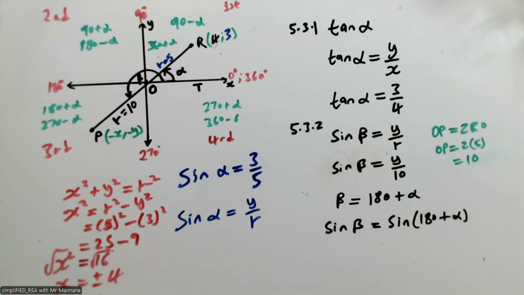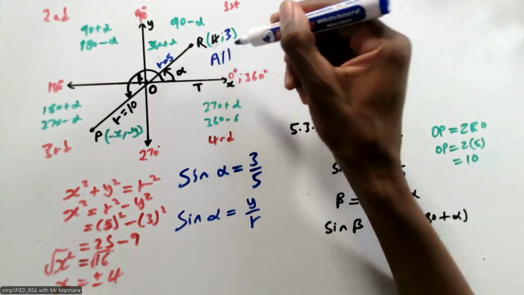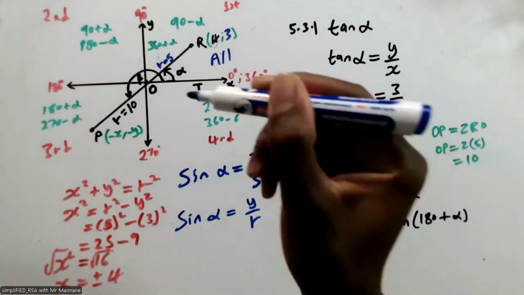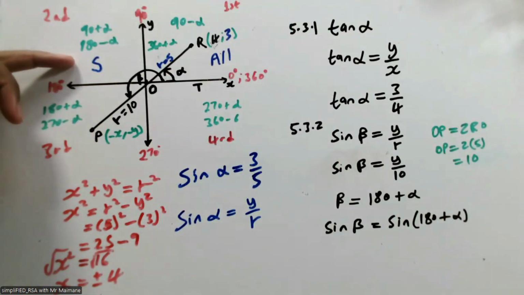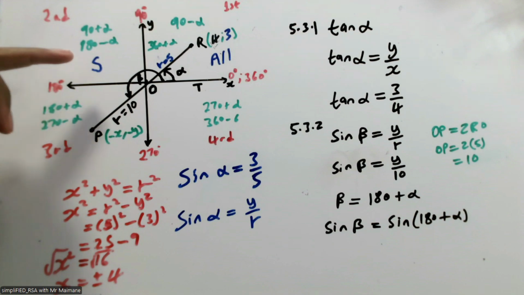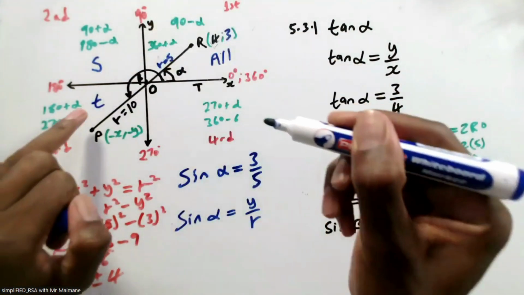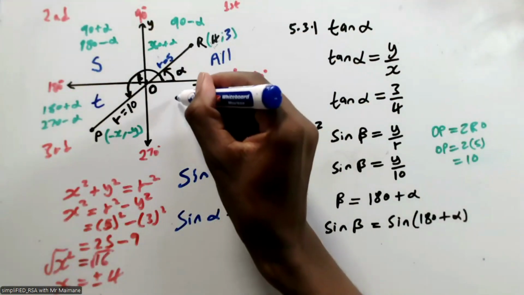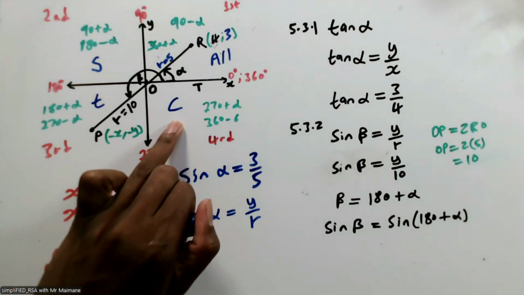And in this case, what do I know about my trigonometric identities? I know that on the first quadrant, all of them are positive. I know that sine is positive on the second quadrant. So on the second quadrant, sine and its reciprocal, which is cosec, are positive. On the third quadrant, only tan is positive. And then on the fourth quadrant, it's cos and sec that are positive.